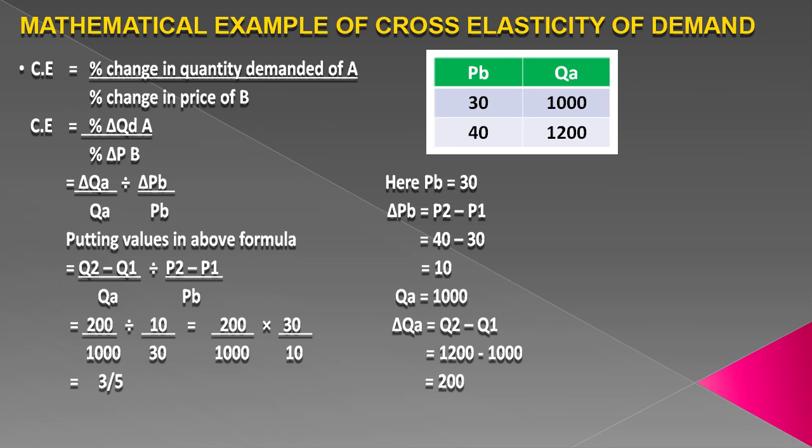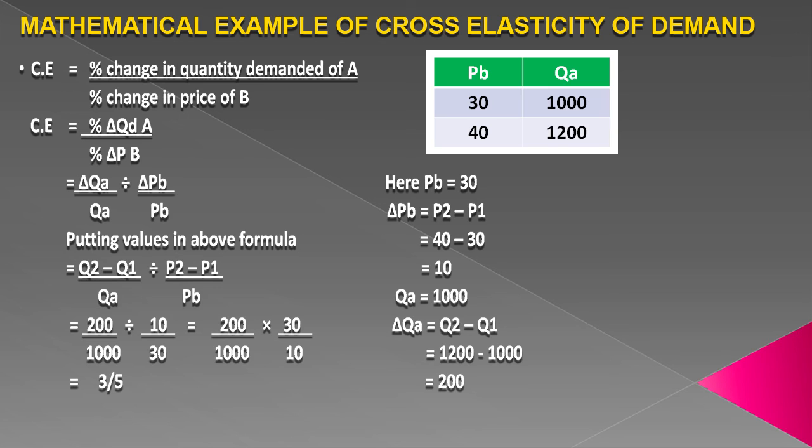In the first column of the table, price of commodity B is given, whereas in the second column, quantity of commodity A is given. Price is 30, quantity is 1000. Price is 40, quantity is 1200. Now, according to the table, the first figure is P1, which is 30, and P2 is 40. In front of P1, there lies Q1. So, when P1 is 30, Q1 is 1000. When P2 is 40, Q2 is 1200.